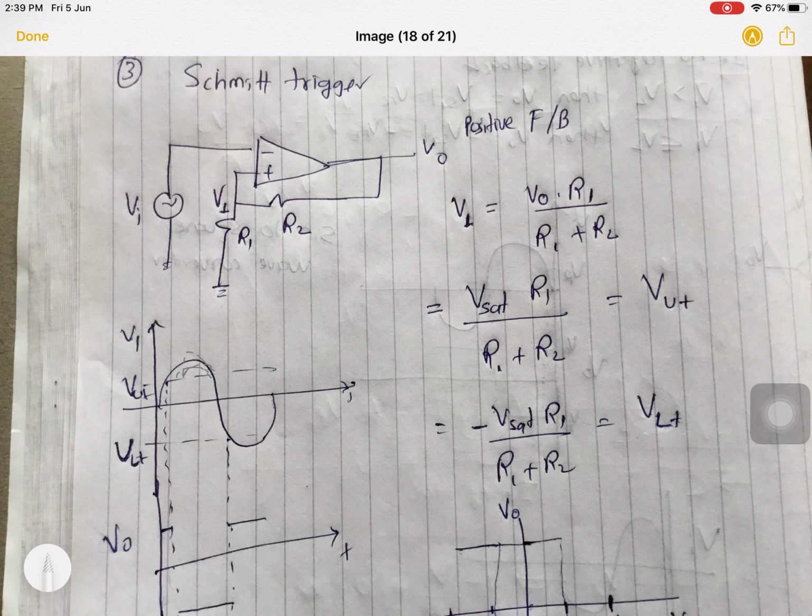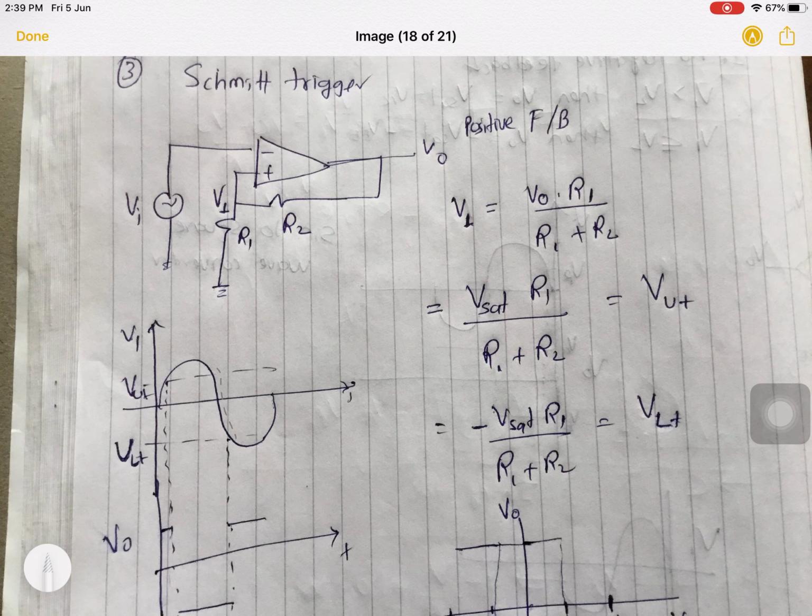If we talk about this part, the input voltage is higher than the upper threshold voltage. So the output changes to minus Vsat. As soon as the output changes to minus Vsat, V1 changes to VLT. So V1 now becomes VLT, this one. For the next cycle, it will not compare itself to this value, it will compare itself to this value.